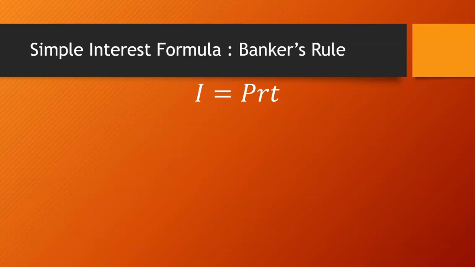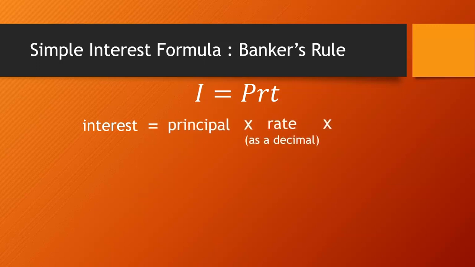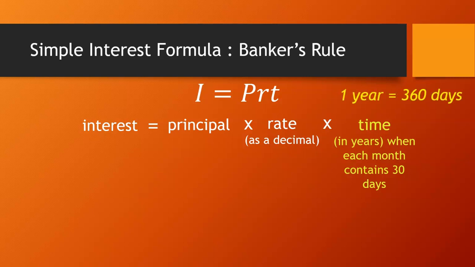If we're asked to find interest using the banker's rule, we're still going to use the same simple interest formula. But there's going to be one slight change. Time is still in years, but we're going to consider each month to contain exactly 30 days. That means 1 year contains 360 days. That's 12 months times 30 days in a year.